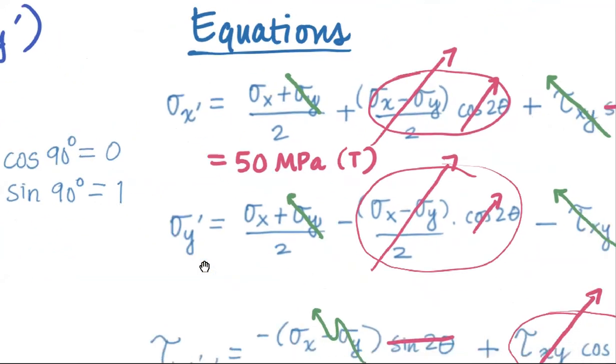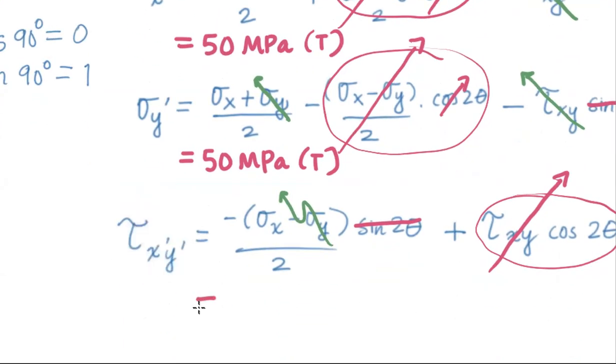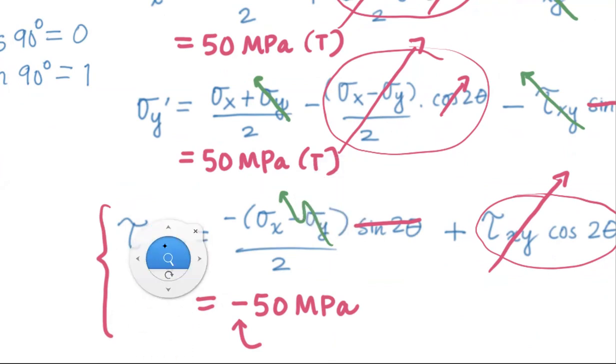Next up, sigma y prime. Again, 100 divided by 2, that's 50 megapascals. That is tensile. Next up, tau x prime y prime equals minus 100 divided by 2. So this one will be a negative 50 megapascals. This is our clue for how to actually draw this. This is the exception to the rule. When you use the stress transformation equations, you will get a positive or negative sign out of it. That will tell you how to construct the stress element.